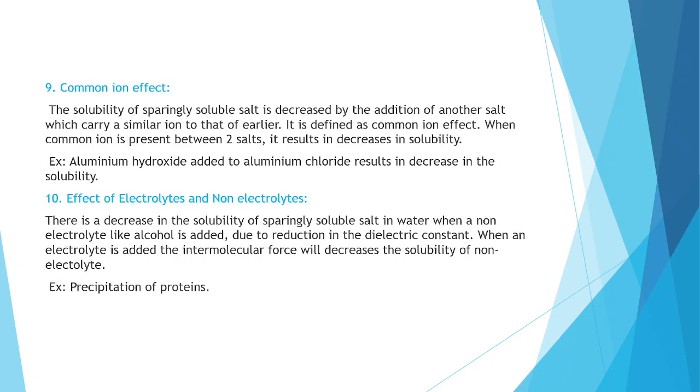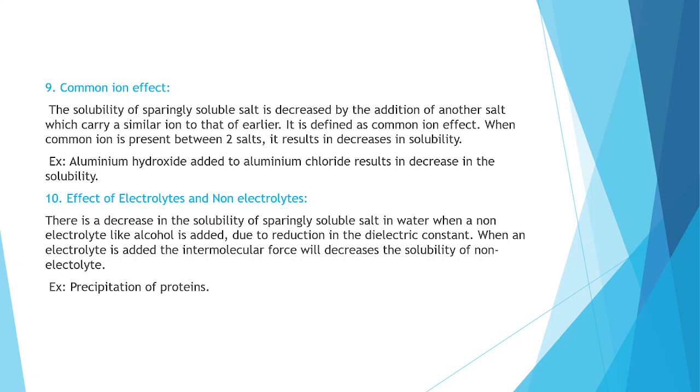So the next factor is common ion effect. The solubility of a sparingly soluble salt is decreased by addition of another salt. So both these substances carry a similar ion, so it's called the common ion effect. When the common ion is present between the two salts, it results in a decrease in the solubility. So aluminum hydroxide added to aluminum chloride, because of its common ion effect, there is a declining solubility.